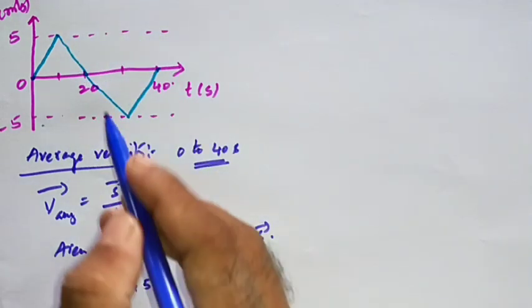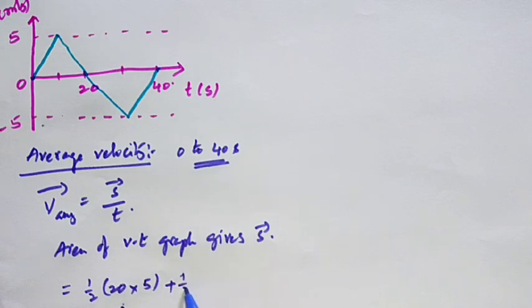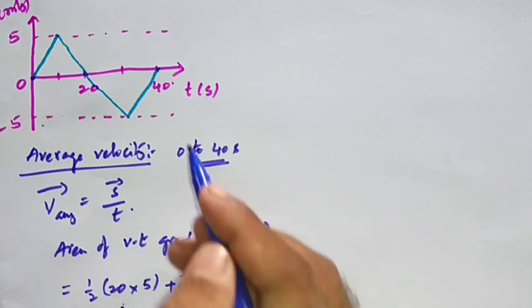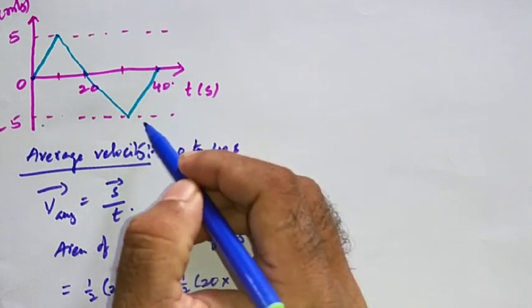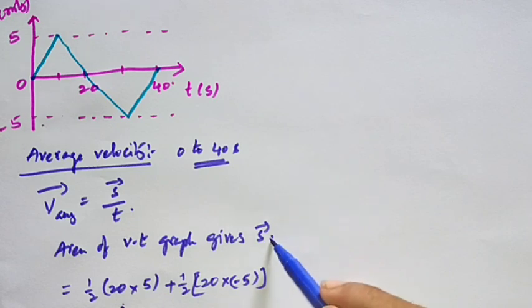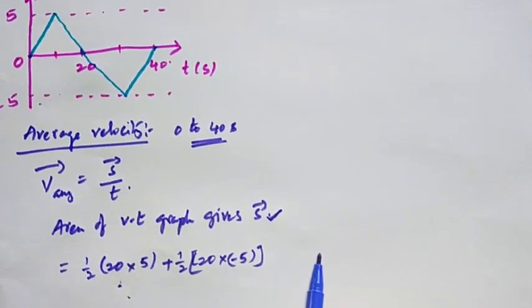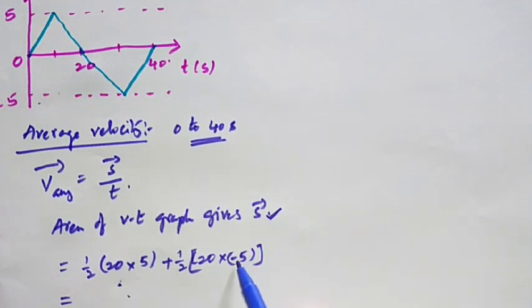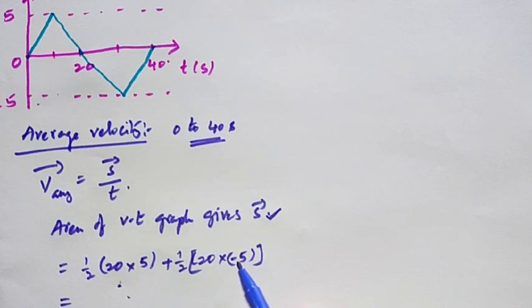Next plus this triangle area, half into the base, 40 minus 20, 20, into the velocity, minus 5. Okay, we are calculating displacement, that's why it is minus 5. Because it is a vector quantity, if you take distance, then this will be plus. Remember that whenever you are dealing with vectors, be careful. So this is how much? 50, right? Minus, this is also 50.